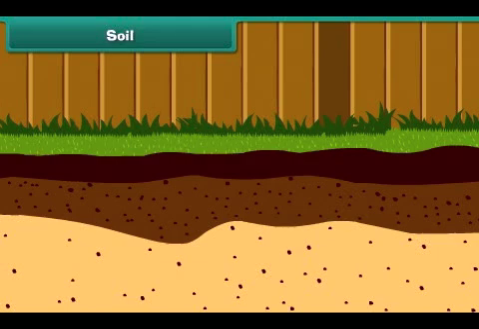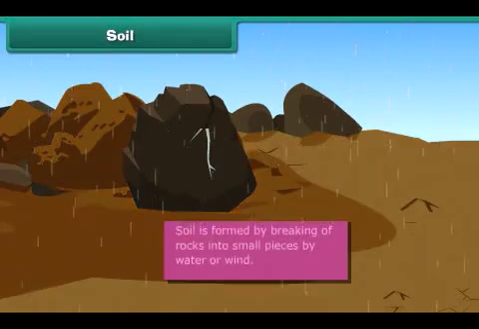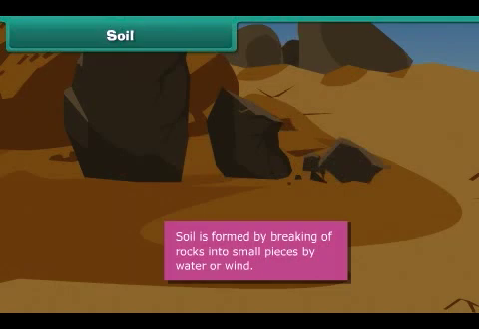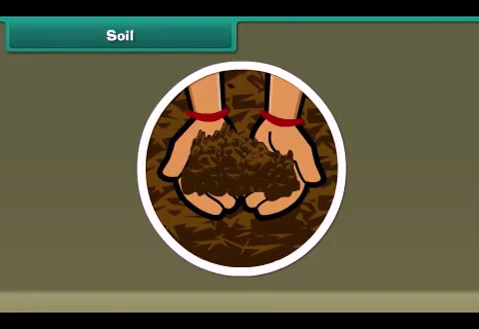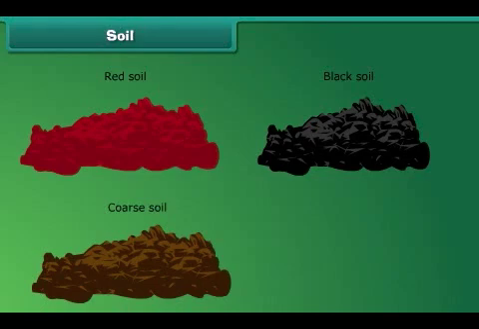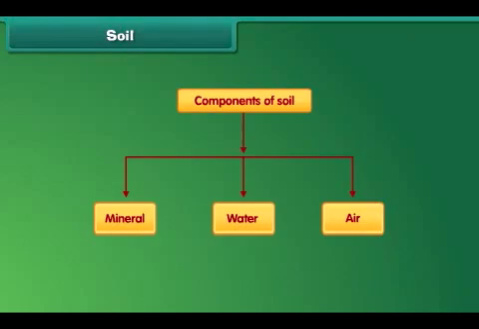Now we move on to another interesting topic of this course, that is soil. Soil is a thin layer of Earth's crust. It is formed by breaking of rocks into small pieces by the influence of water or wind. Soils are of different types such as red soil, black soil, coarse soil, and fine soil. Mineral, water, and air are the three important components of soil.